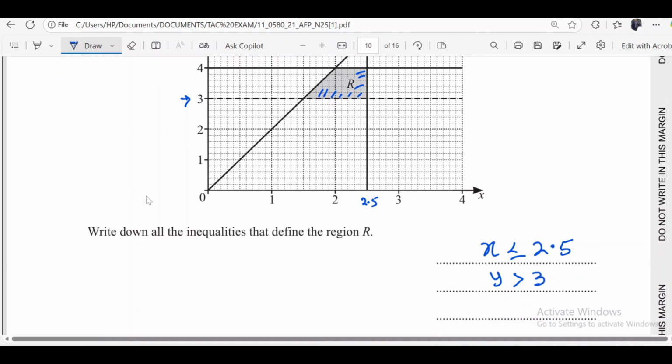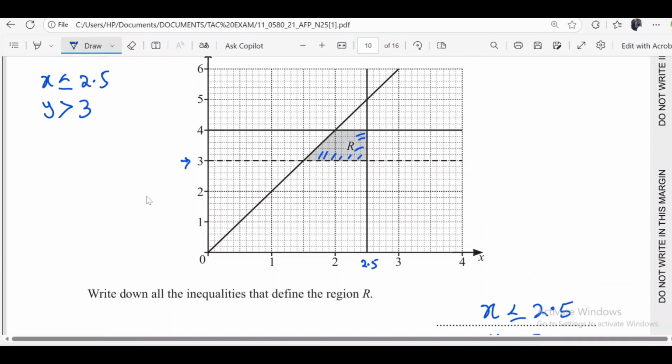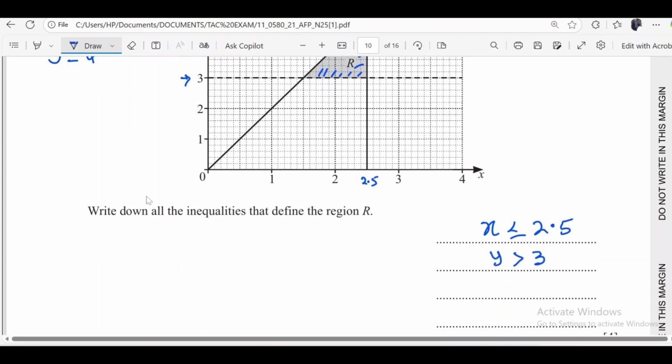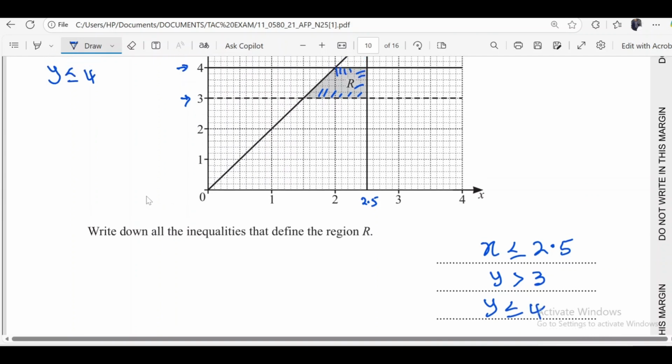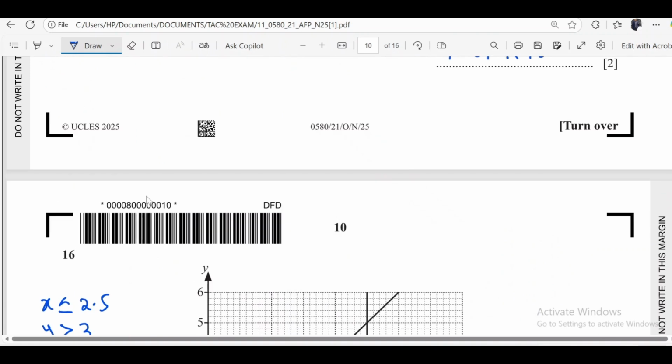Now let's look at the next one, a line going through where y equals 4. Below that line is shaded and it's a thick line, so we have y is less than or equal to 4. All the numbers below 4 or equal to 4. So this is another inequality, y less than or equal to 4, and then there's a diagonal line here.